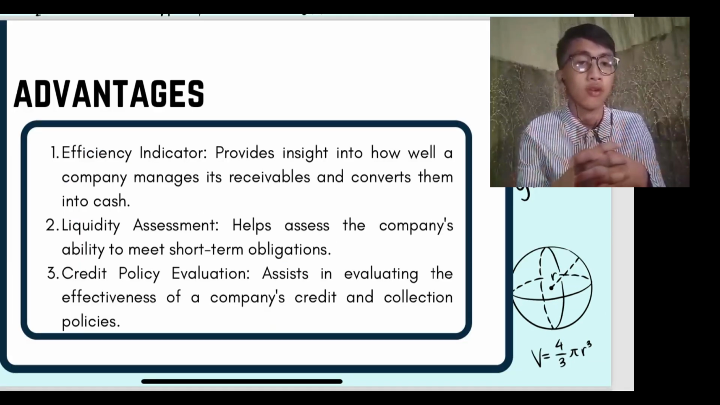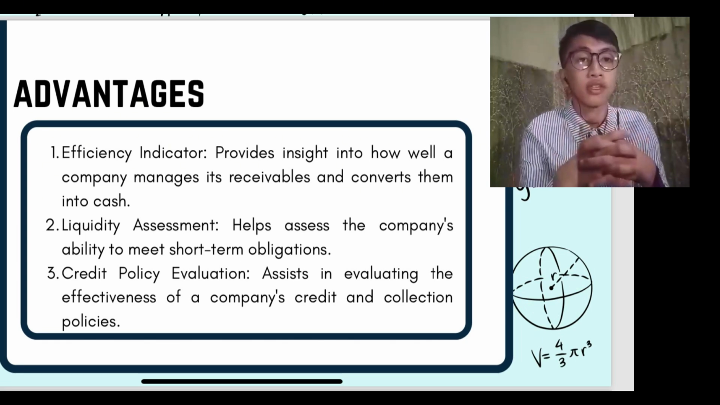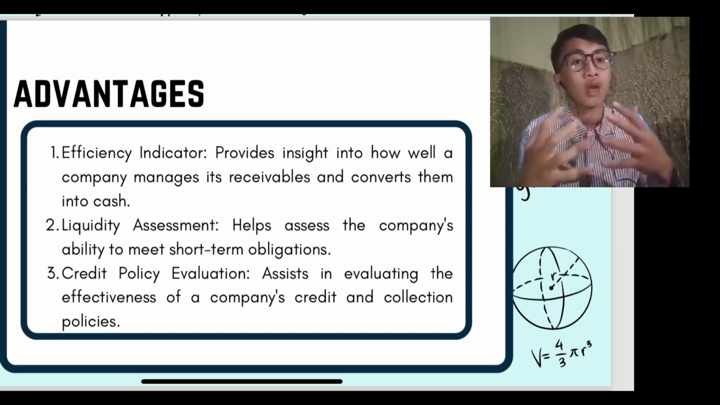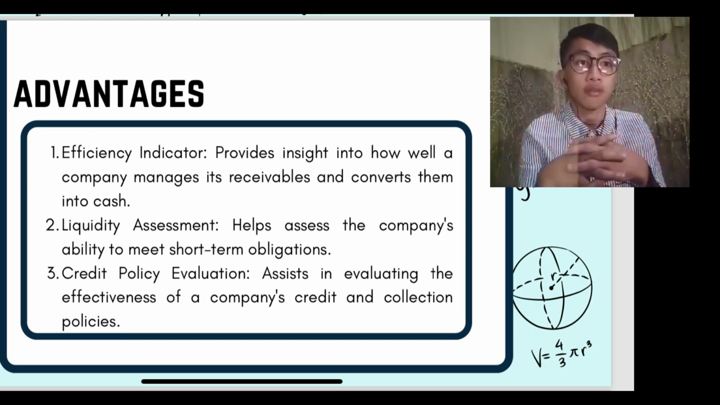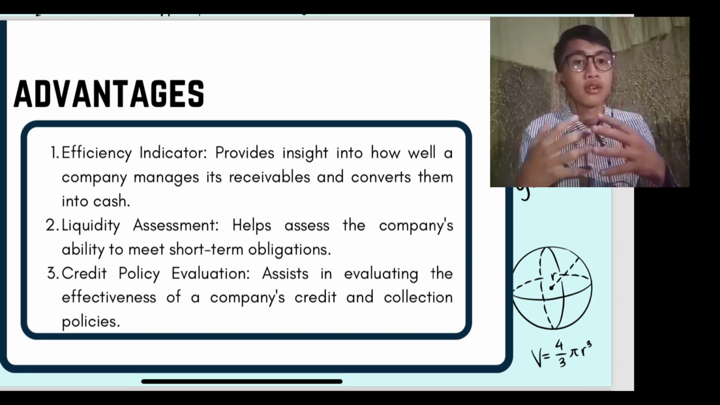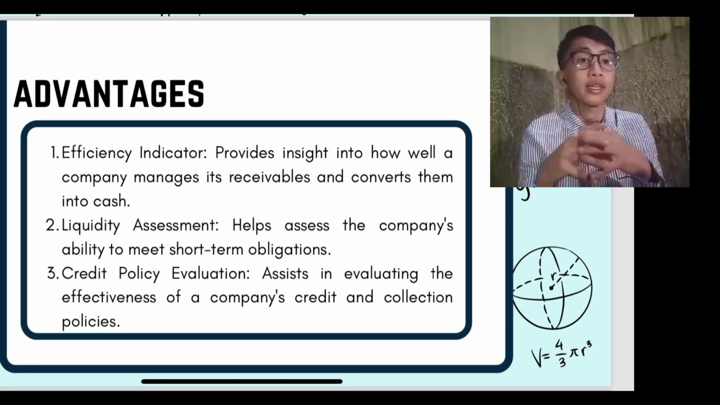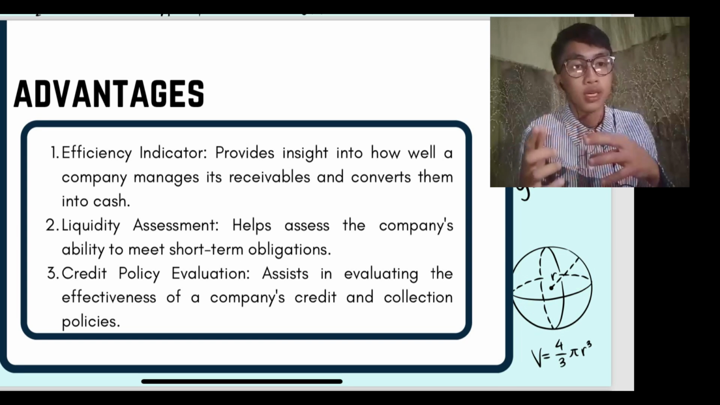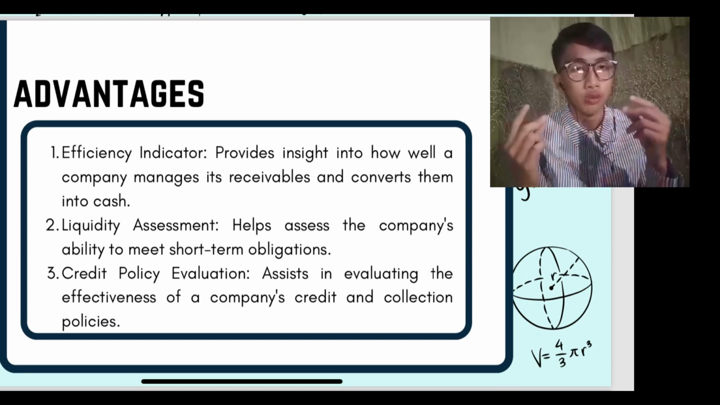First, we have the advantages. We have the efficiency indicator. This provides insight into how well a company manages its receivables and converts them into cash. Basically, this ratio tells how good a company is at collecting money from customers who bought on credit. A high ratio means they're quick at turning credit sales into cash.